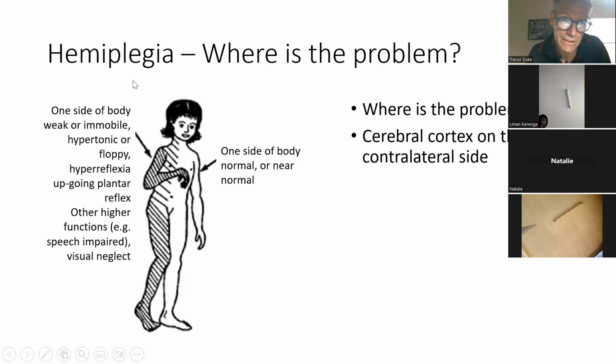That's the most common thing. So when there's a hemiplegia, one side of the body is weak or immobile. Usually there's hypertonicity, but sometimes there's hypotonicity. Sometimes there's floppiness. There's usually hyperreflexia. There's usually an upgoing plantar reflex. And sometimes other higher functions like speech will be impaired, or there'll be visual neglect. And that gives you a clue that it's a central problem, and it's an effect of a lesion on the contralateral cerebral cortex.